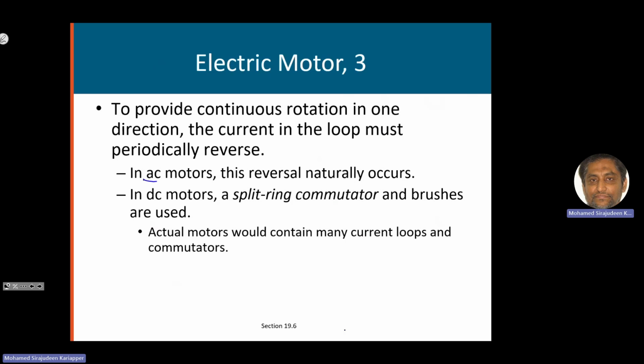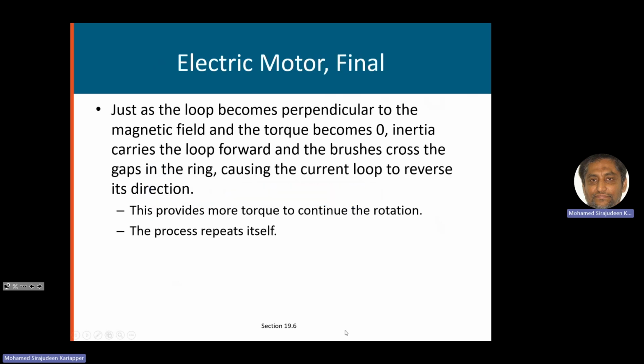If you use an AC supply, then we have AC motors, and we are not discussing it now. The reversal occurs naturally in an AC current. In every half cycle, there is a reversal of the current, so it happens naturally. Then you don't need a split ring commutator. But in DC motors, we use this mechanism of the split ring commutator, like I explained. Every half cycle, the direction of the current reverses, therefore it will keep rotating in the same direction.